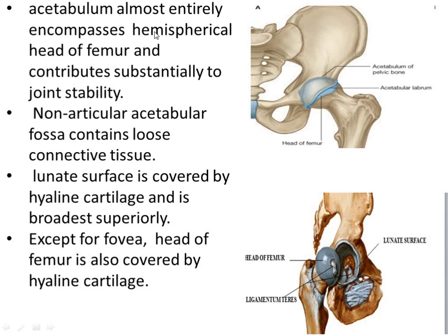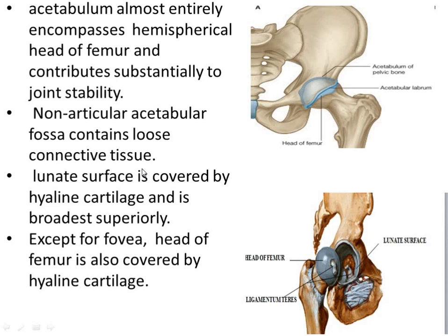The acetabulum almost entirely encompasses the 2/3 of the sphere of the head, that is the hemispherical head of the femur, and thereby it contributes substantially to the hip joint. As far as the non-articular acetabular fossa is concerned, that contains loose connective tissue.